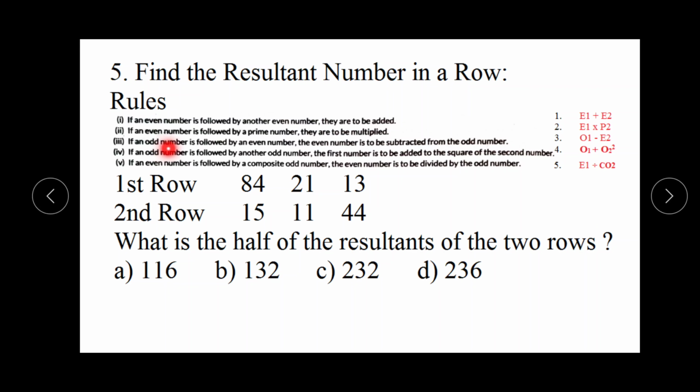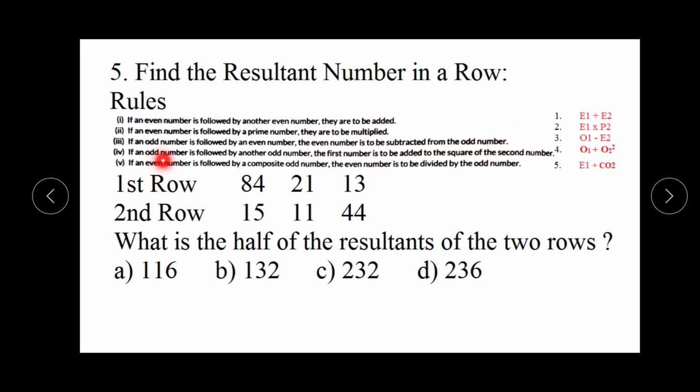The third rule is if an odd number is followed by an even number, the even number is to be subtracted from the odd number. It means the first number is the odd number. At the first place there is an odd number and the second number is the even number. It means the second position number is even. When we solve any question or see any statement like that, we subtract the even number from the odd number. In short, we can write O1 minus E2.